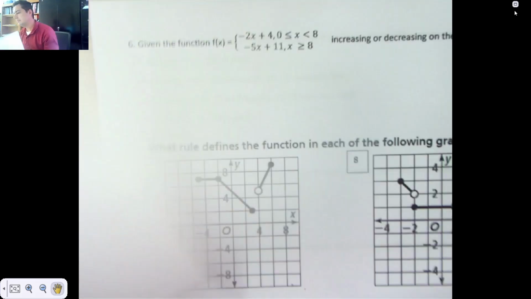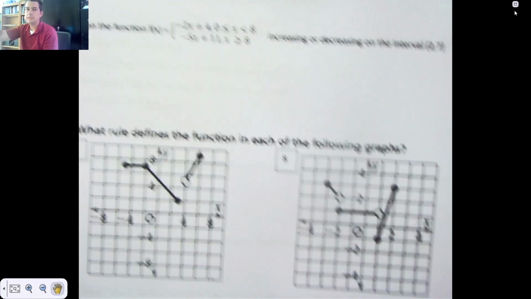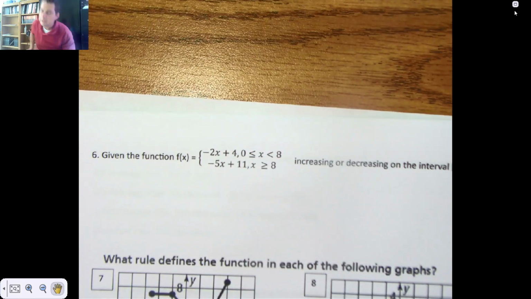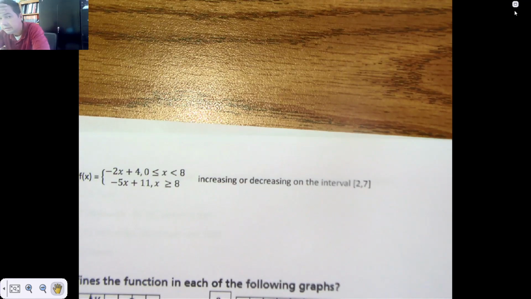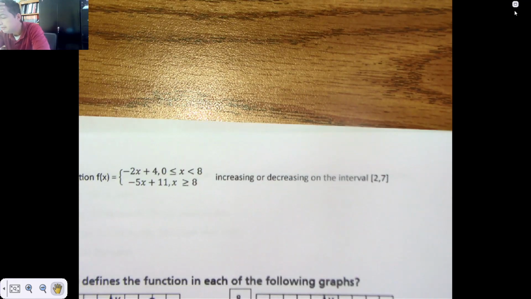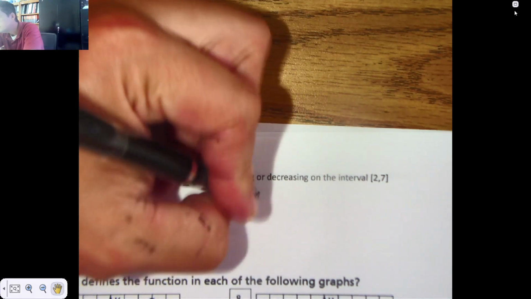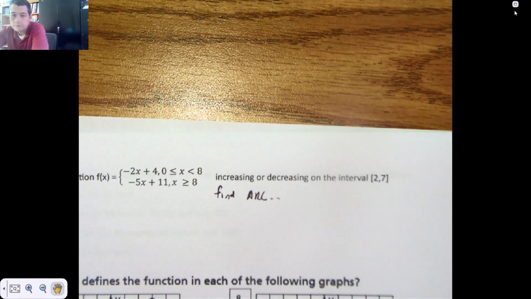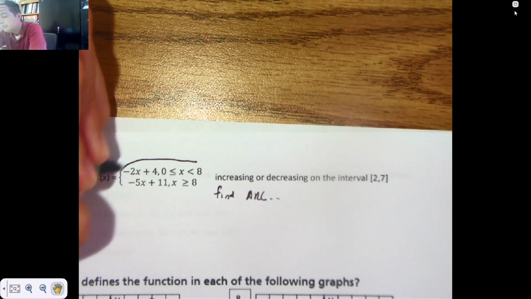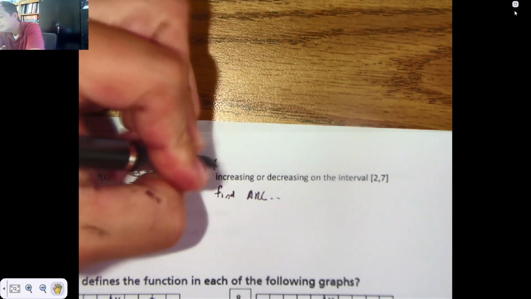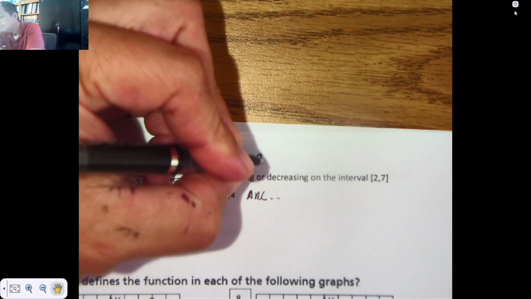Let's see, we've got some graphing here, but I'm not going to do any of that. At least not those. Number 6, you're given a function. You're asked to find out if it's increasing or decreasing on the interval from 2 to 7. Specifically, and I need to add that, find the average rate of change, because I want to know the actual number. So we have inputs of 2 to 7. That's going to happen here, because here x can be 2 to 7.